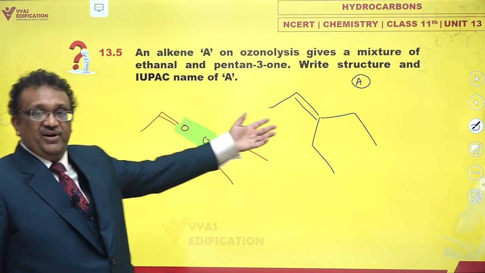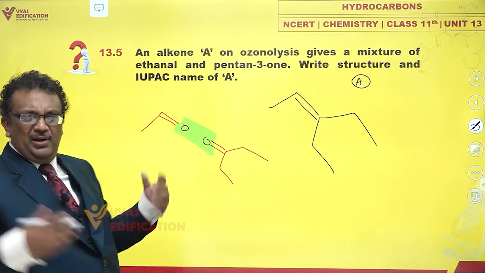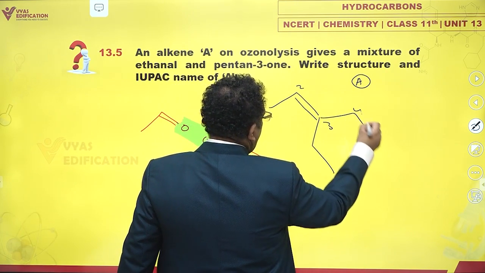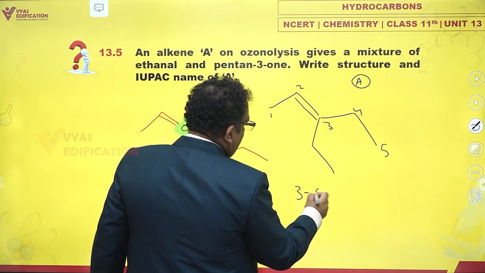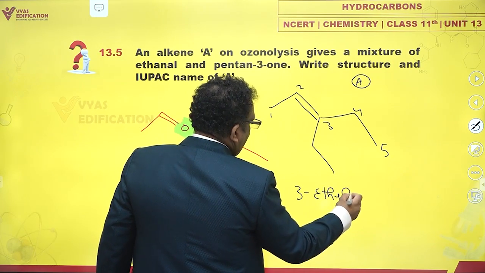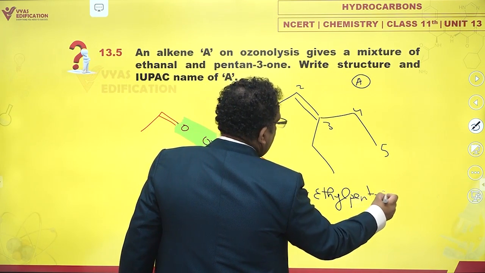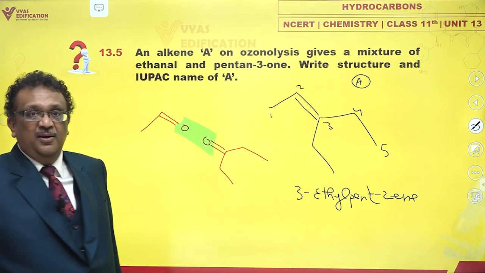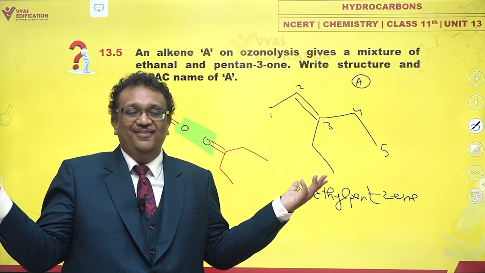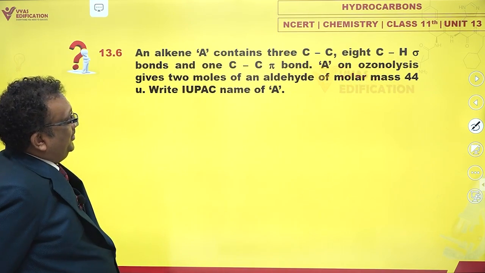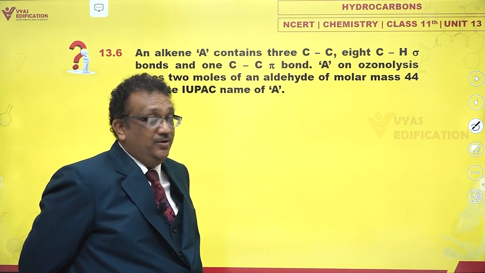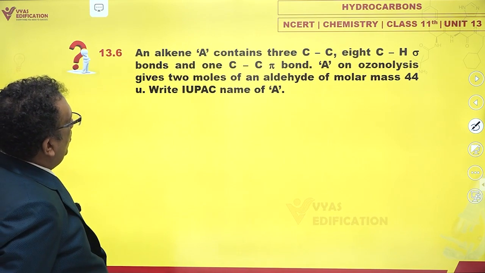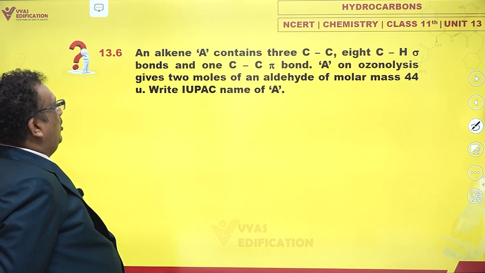Write the structure. We have written the structure. Write the IUPAC name. Let's write down the name. That's not a big deal. 1, 2, 3, 4, 5. So this is 3-ethyl pent-2-ene. That's all. An alkene A contains 3 C-C, okay, 8 C-H sigma bonds and 1 C-C pi bond, okay.